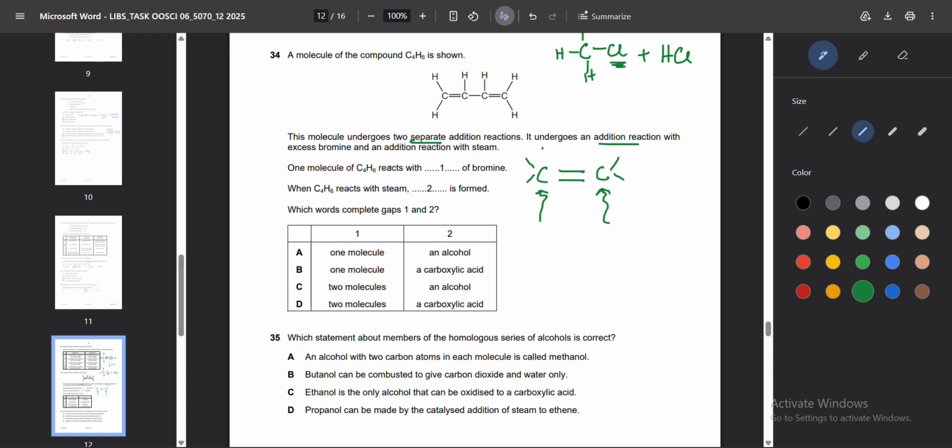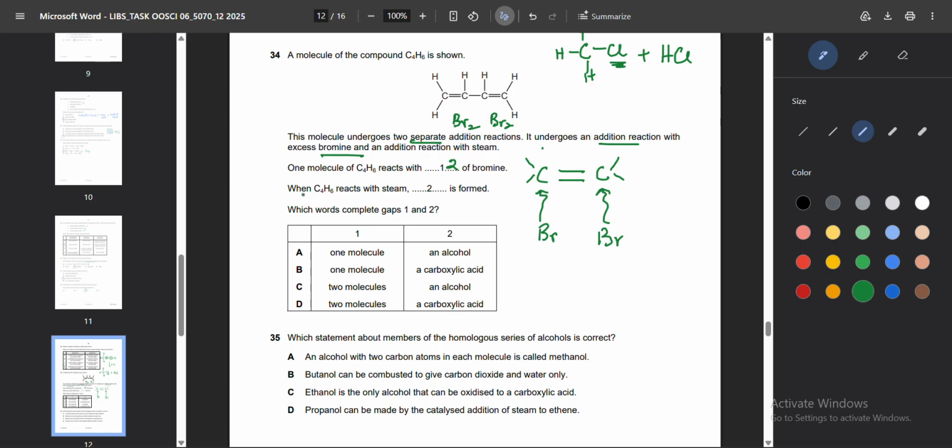It undergoes an addition reaction with excess bromine. So that means that this is one bromine molecule that can add across the double bond. Okay, but in the structure that is given over here, we have 2 double bonds. So that means that one bromine can add across this double bond, the other bromine can add across the other double bond. So you can write that one molecule of C4H6 reacts with 2 bromine molecules.